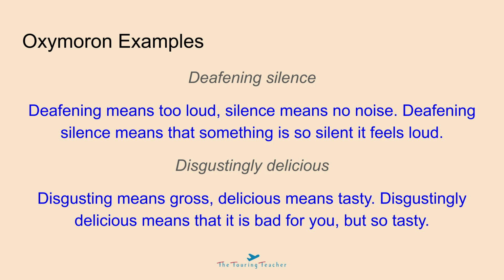Disgustingly delicious. Disgusting means gross. Delicious means tasty. Disgustingly delicious means that it is bad for you, but so tasty. Okay, maybe you've heard of some of those before. Now it's time to use those spotting eyes and see if you can spot the oxymorons in these 4 sentences. So you can pause the screen and see if you can spot them.